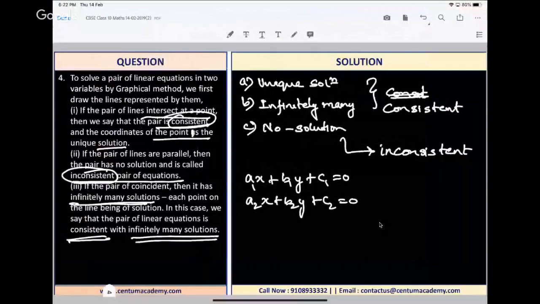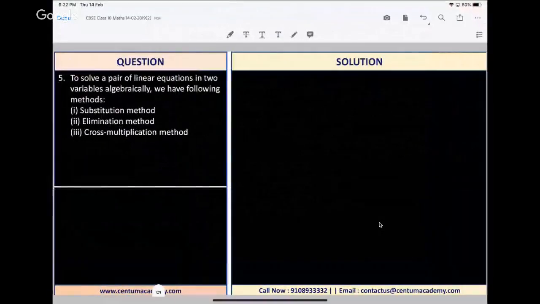Now let's go to the algebraic form. There are three methods: substitution, elimination, and cross multiplication. And I think we should be taking examples to explain these in detail. So let me take an example so that we can solve one question so that all the three methods are covered.